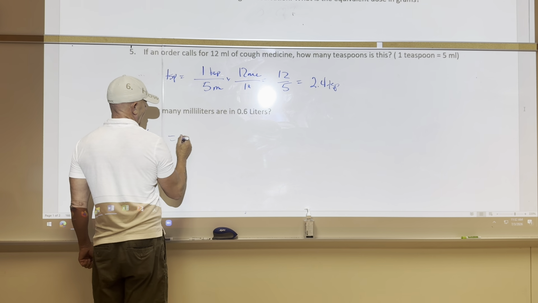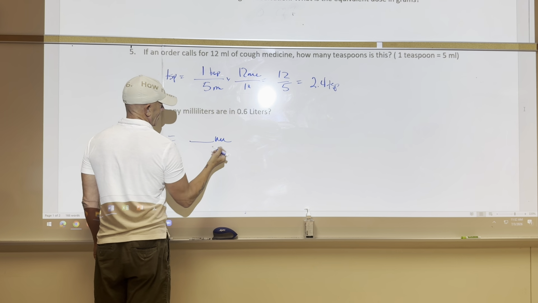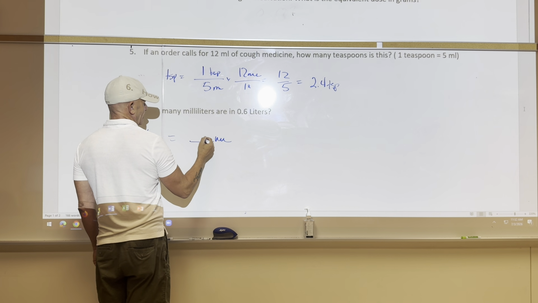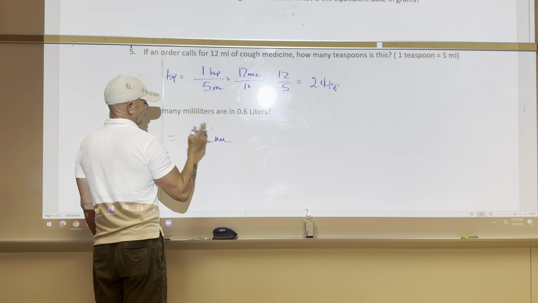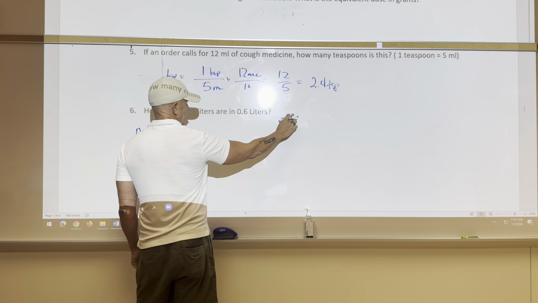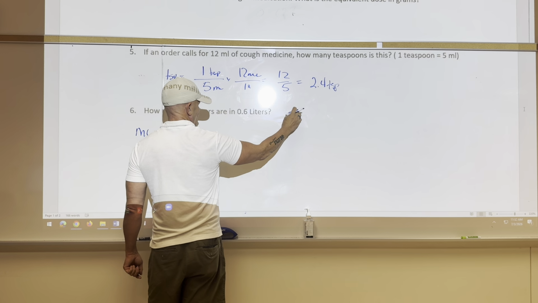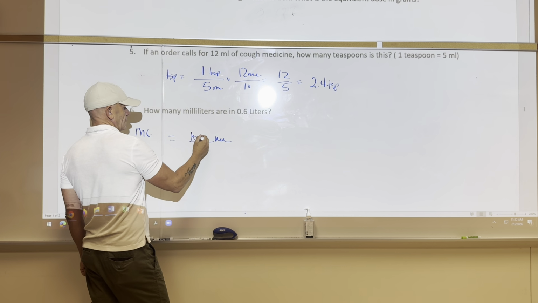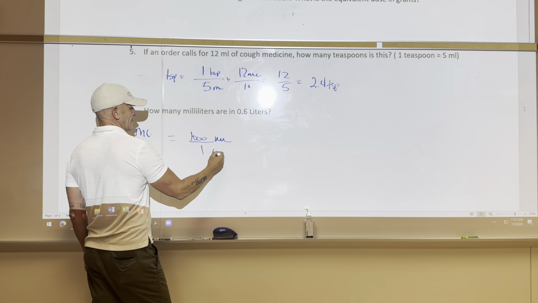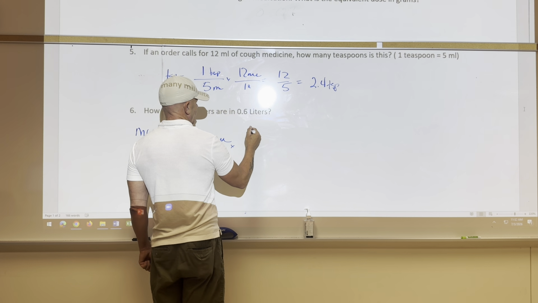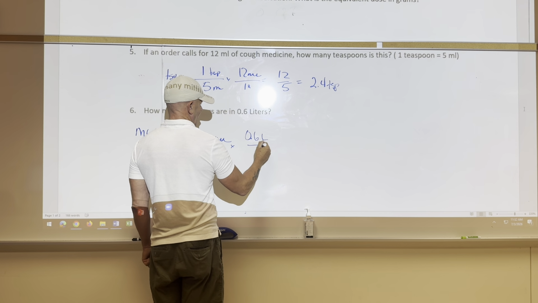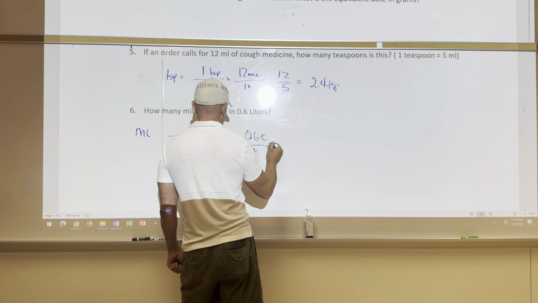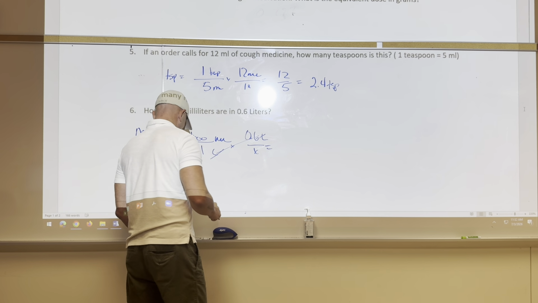How many milliliters are in 0.6 liters? So we're looking for mLs, so we gotta convert. 1 liter is what? For 1 liter, we gotta move it to the right, because mLs is on this side of liters, so we know that's 3 zeros. So 1,000 mLs over 1 liter, times 0.6 liters over x. Remember, liters goes up here. That gives you what?